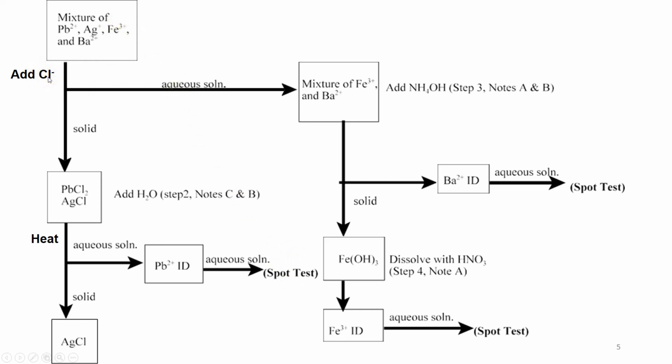After we add chloride into the mixture, again, this iron 3+ and barium 2+ will stay in the liquid layer. We need to separate these two, right? So we add ammonium hydroxide. This is because this iron 3+ reacts with ammonium hydroxide and forms a precipitate. Barium 2+ will stay in the solution. So this is how we separate barium from iron. So again, in the liquid layer, you have barium 2+. And then we do a spot test for barium 2+.